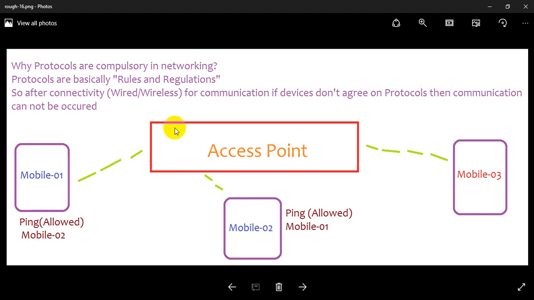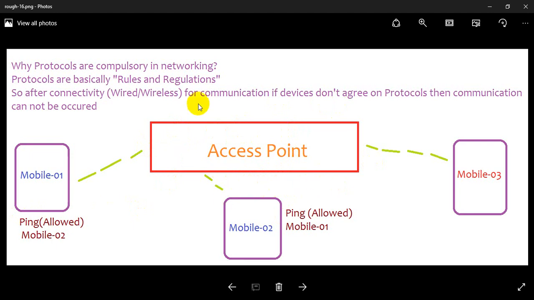Why? Because without protocols, if you're connected with another device through a wireless switch known as an access point, or you adopt a wired connectivity solution through which you connect with a switch, like for example a Cisco switch, then you cannot communicate. Even if you are connected, why? Because your devices will not agree on the protocols, on the rules and regulations, so they cannot communicate with each other. Like here in this particular example, this is a wireless switch, and through it you are connected wirelessly with each other, but you cannot communicate.